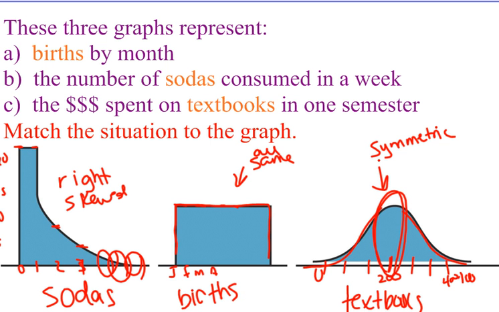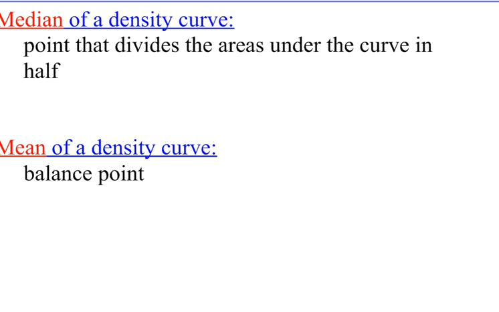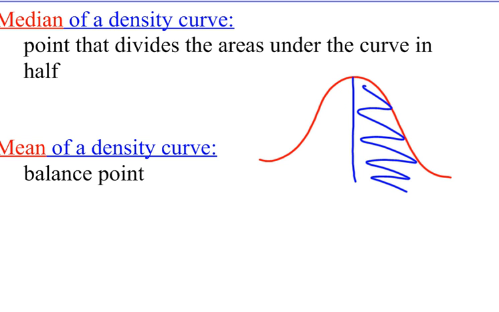And hopefully you'll be able to look at some graphs like that and be able to pick out which one would match based on these right here. The median of a density curve is the point that divides the areas under the curve in half. So when we have a symmetric graph, it should be right here in the middle, right? Divides it in half. There should be 50% here and 50% there. And my graph's a little off, so you have to be more perfect.